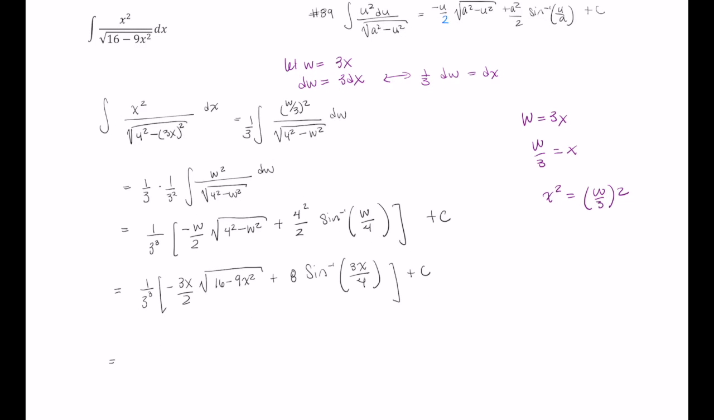And this will leave us with negative x. And then this 3 will get rid of one of these 3's here. So we'll have 3 squared, which is 9 times 2, so 18, times the root of 16 minus 9x squared, plus 8 over 27 times arcsine of 3x over 4, plus our constant c.